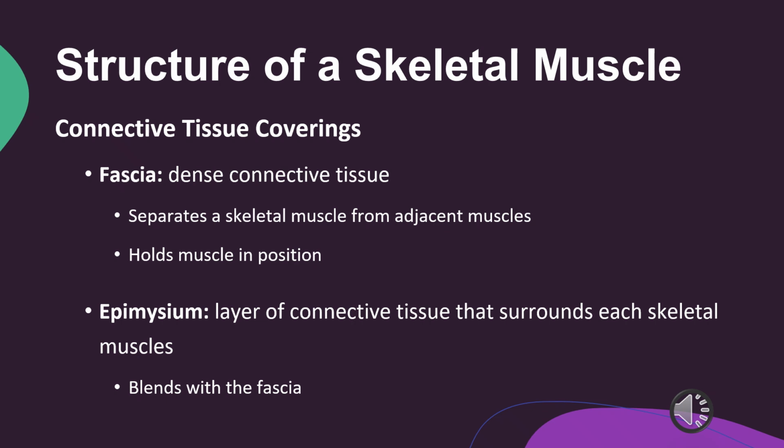These layers aren't just structural; they also help channel force when the muscle contracts, and carry blood vessels and nerves into the muscle so it can function properly. That's it for this slide. Let's go ahead and move on to the next slide, where we're going to talk about how muscles are divided into smaller and smaller units by more connective tissue layers, creating a highly organized system.